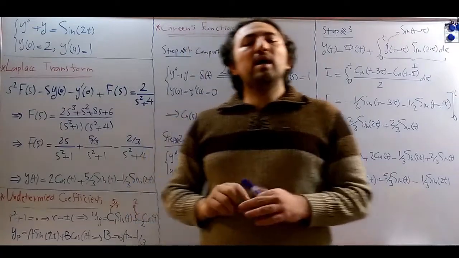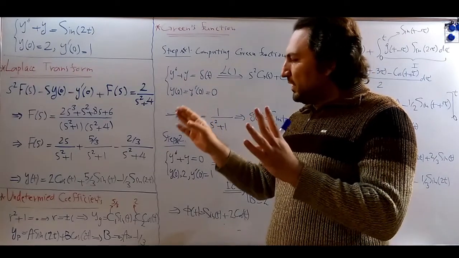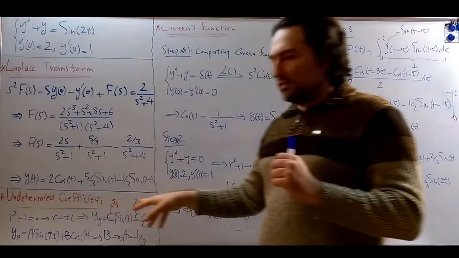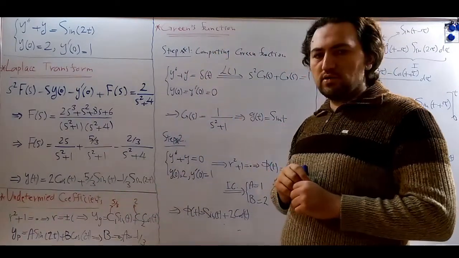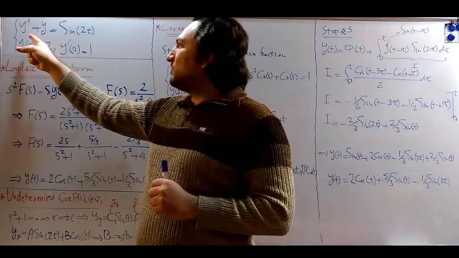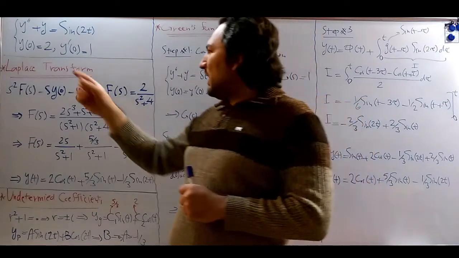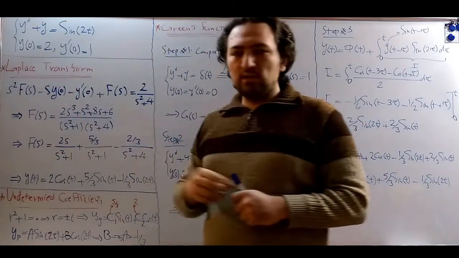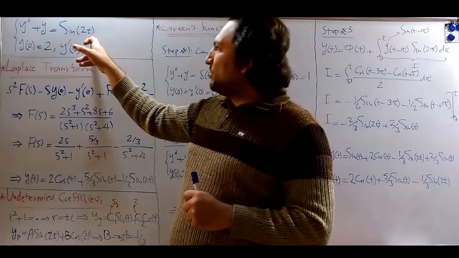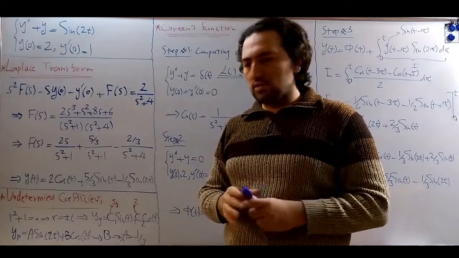In this video, I'm going to solve one differential equation using three different common methods: the Laplace transform, the undetermined coefficients, and the Green's function. We have a toy model here, which is a linear second order non-homogeneous ordinary differential equation, and we have two initial conditions, non-zero initial conditions. So we have a non-homogeneous equation and two non-homogeneous initial conditions.